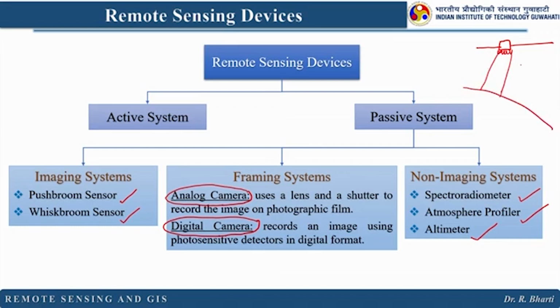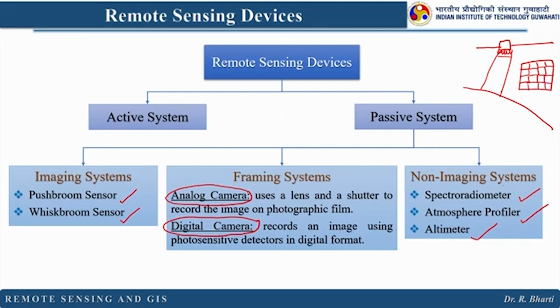So in case of space-borne satellites, we have many detectors attached here, right, and simultaneously they can see our ground surfaces, and the resultant imagery will have pixels, right. So we can easily generate the image. So this is the imaging system.